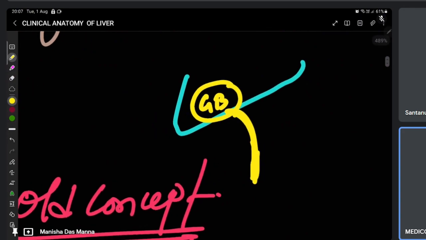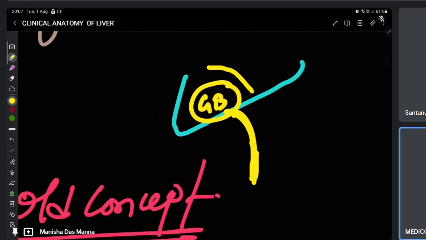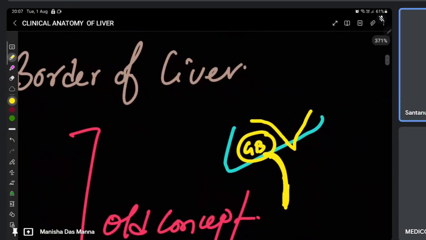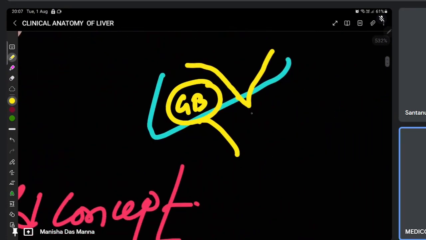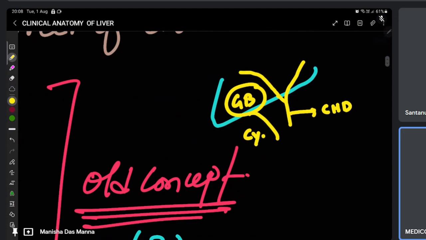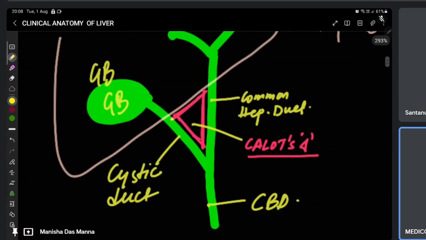Now, this is the left hepatic duct, and this is the right hepatic duct. Clear? Left and right hepatic duct. These two join to form the common hepatic duct. Done. Easy. And this is the cystic duct. Now this cystic duct and common hepatic duct collectively form the common bile duct. Clear?